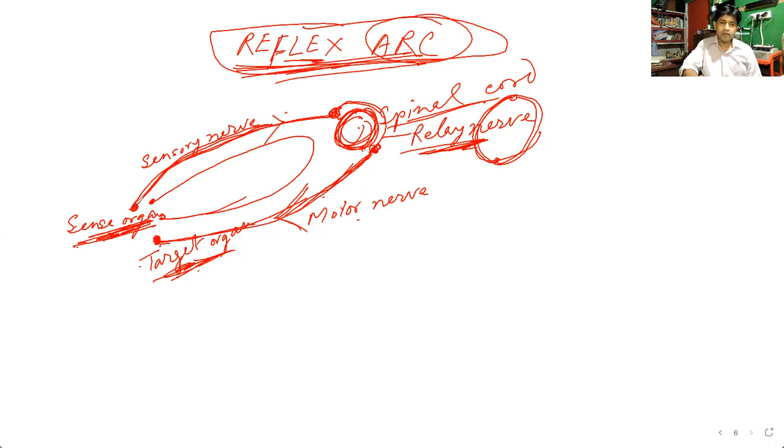So this means the continuity, or the order, through which the information is carried from the sensory organ to the target organ through the spinal cord. From the sense organ to the spinal cord, and again from the spinal cord to the target organ, through the sensory nerve and the motor nerve. So this is called the reflex arc. Okay, I hope you understood.